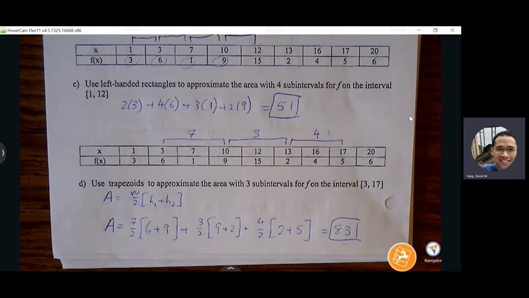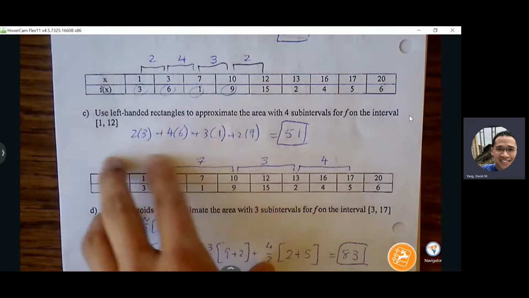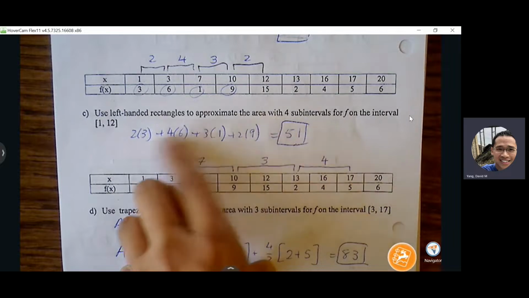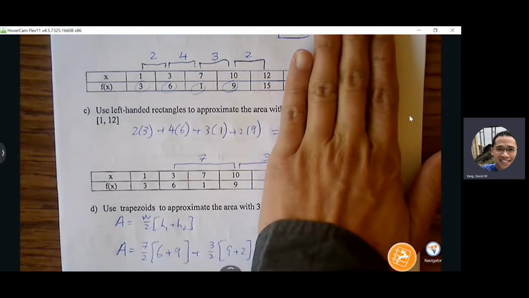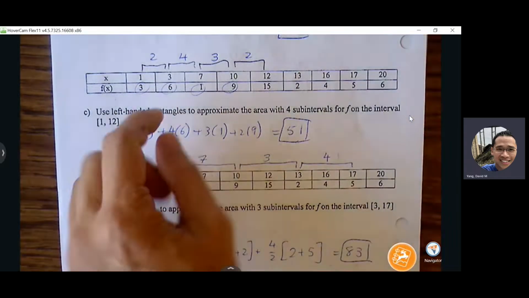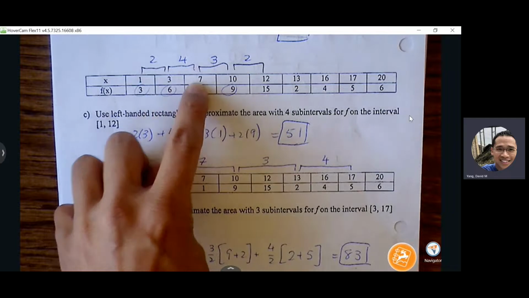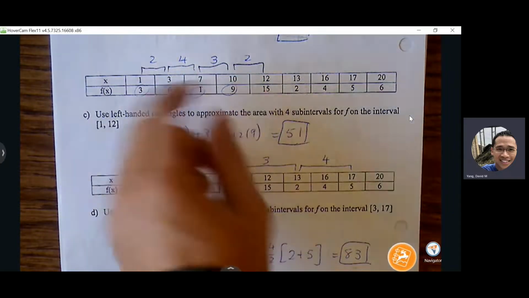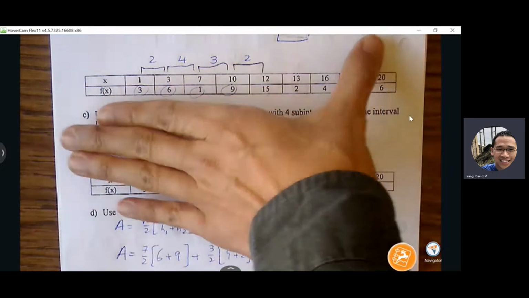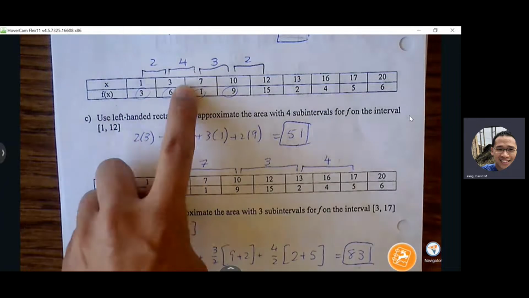Yes. Can you do C, but just the first rectangle? So part C says use left-handed rectangles with 4 subintervals from 1 to 12. So we're just paying attention to the interval from 1 to 12. We want to create 4 subintervals. So 1 to 3 will be the first subinterval, 3 to 7, 7 to 10, and then 10 to 12. Okay. And then within each subinterval, you can subtract the x values. So 3 minus 1 gives you 2. So the first rectangle is 2.